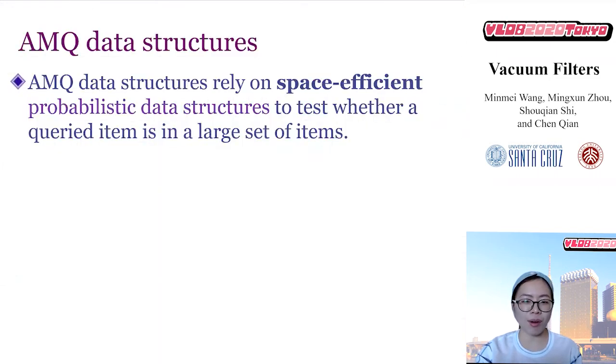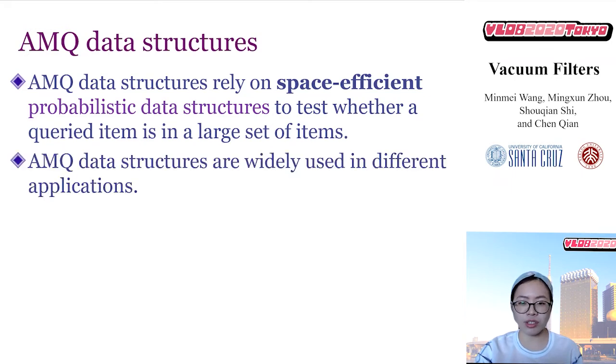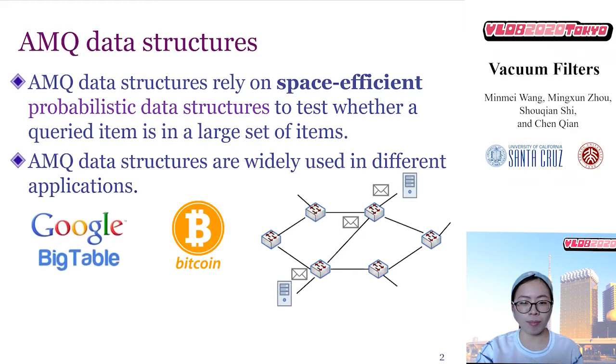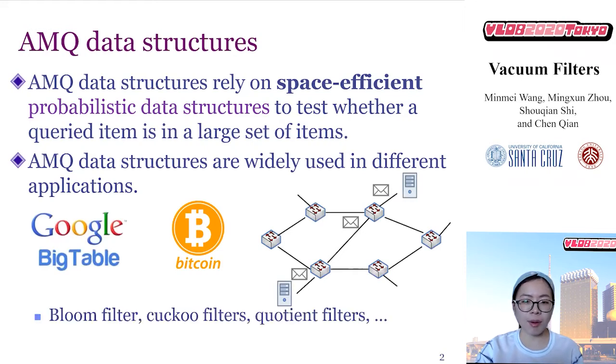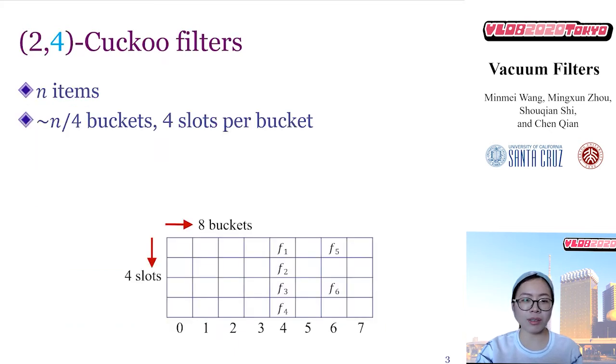Approximate membership query data structures rely on space-efficient, probabilistic data structures to test whether a queried item is in a large set of items. These data structures are widely used in different applications, such as Google Bigtable, Bitcoin, and packet forwarding applications. Some examples of AMQ data structures are Bloom filters, Cuckoo filters, quotient filters, and so on. One of the most popular AMQ structures is the Cuckoo filter.